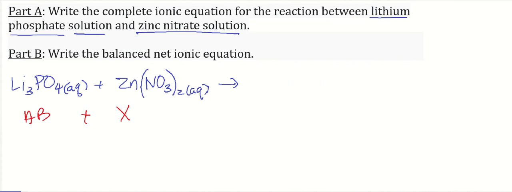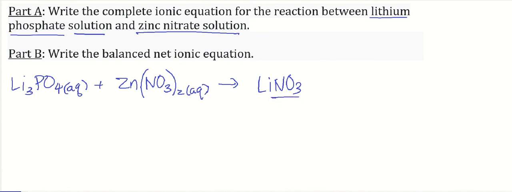All right, so let's do that. Let's switch lithium and zinc. They're going to switch partners. All right, so if we do that, lithium is now going to end up with nitrate. All right, and so this is one positive, this is one negative. They're going to cancel out. So that is our formula unit.